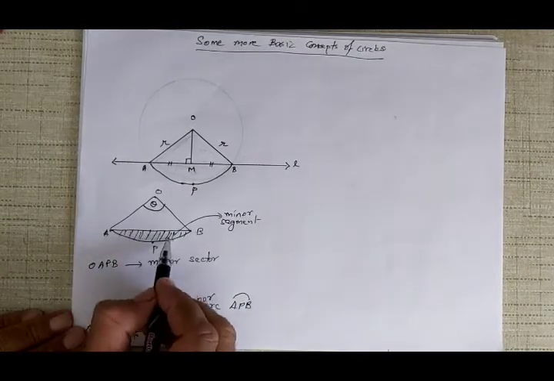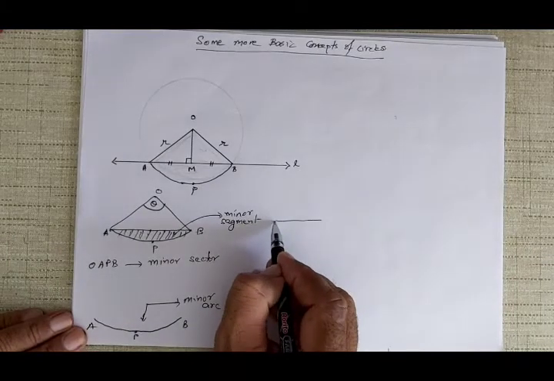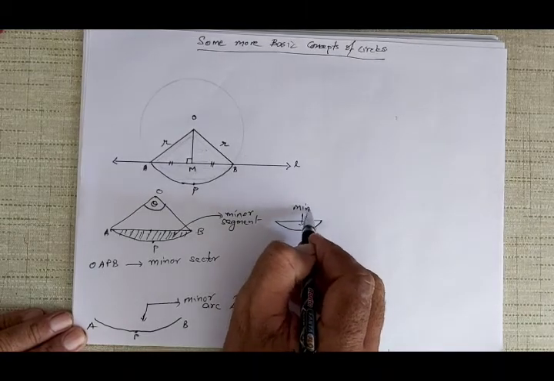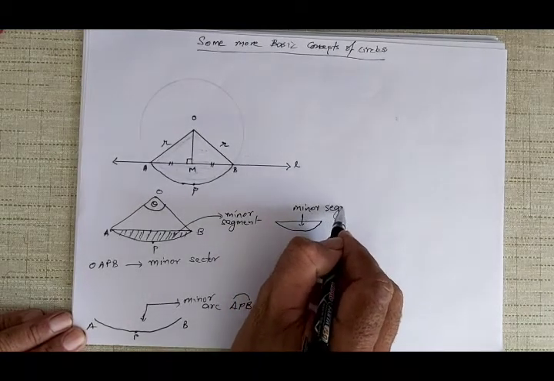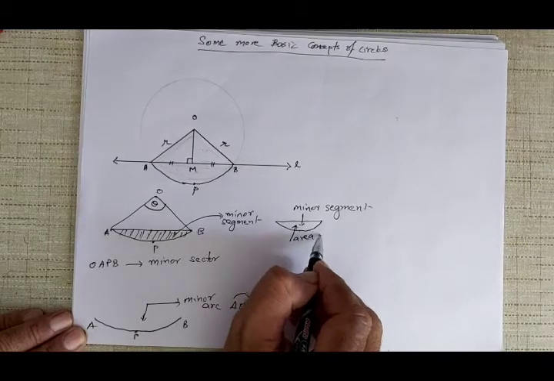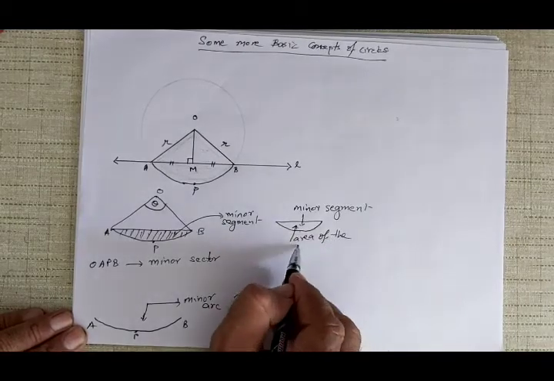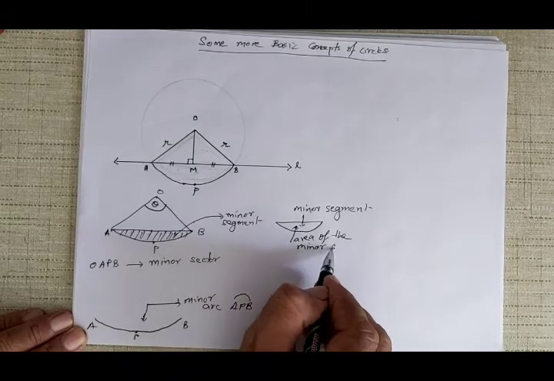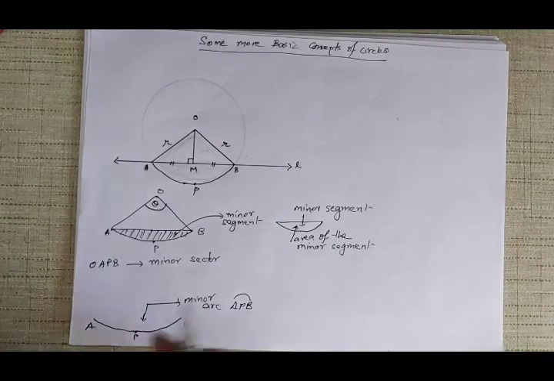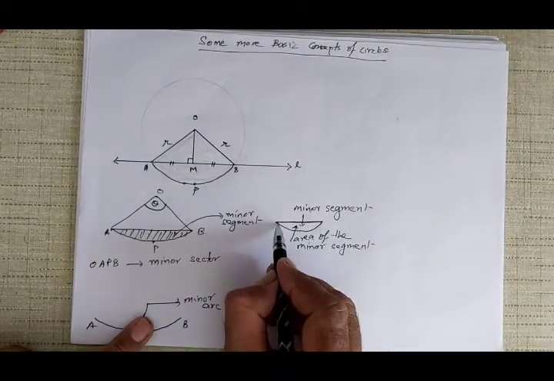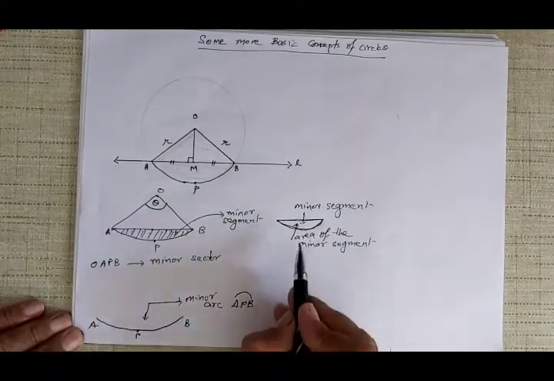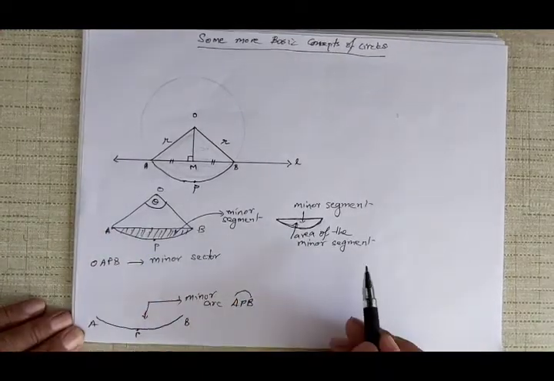This region is called the minor segment. Remember, not the interior part. The interior part is the area of the minor segment. What is inside it is called the interior or the area of the minor segment, but what is outside, that's the outline. This is the minor segment. Now this is the minor arc, this is the minor segment, and this part is the minor sector.